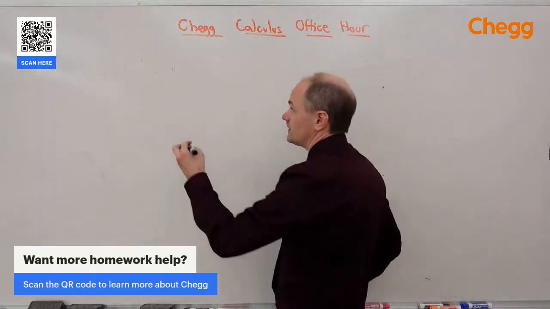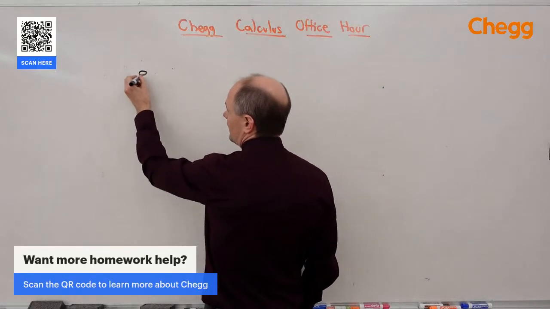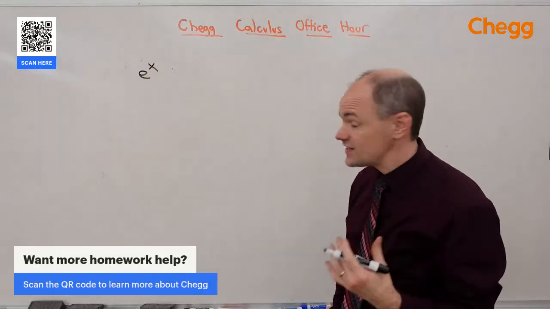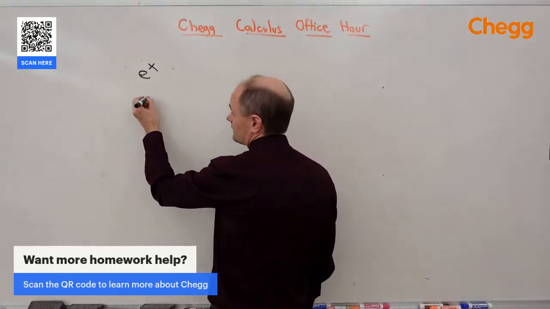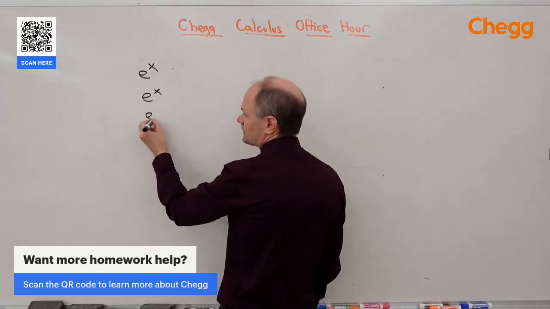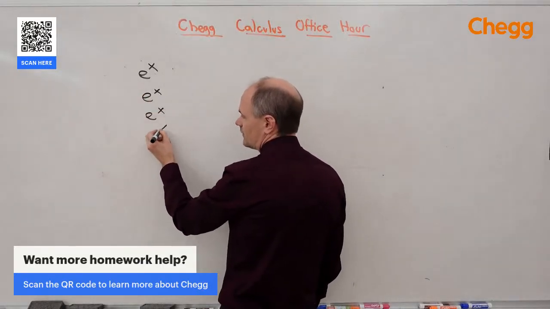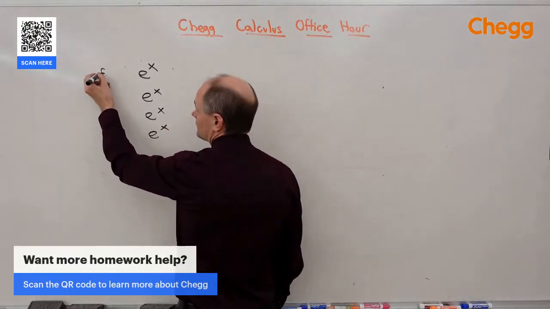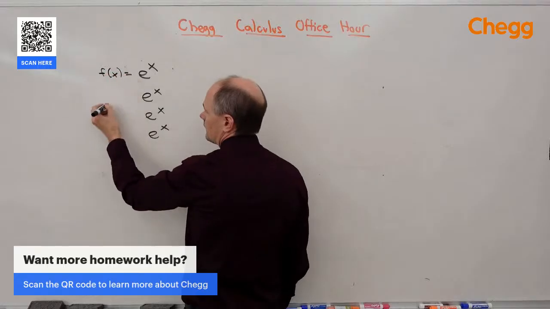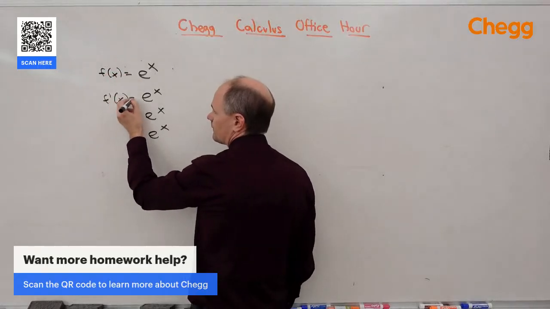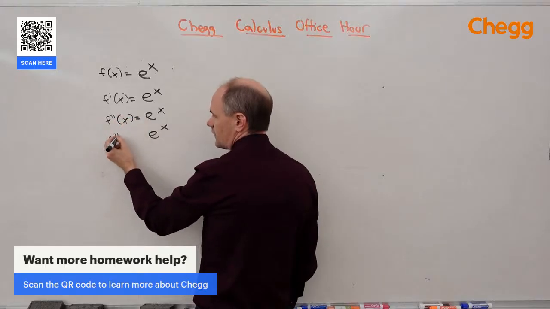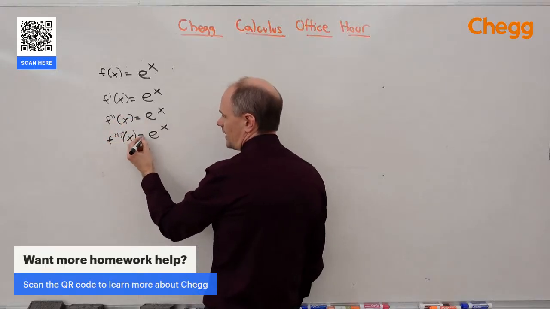is, let's say we've got e to the x. I can list several derivatives of e to the x. The derivative of e to the x is e to the x. Let's actually call this f. This is the first derivative. This is the second derivative. This is the third derivative, and there's an obvious pattern here.